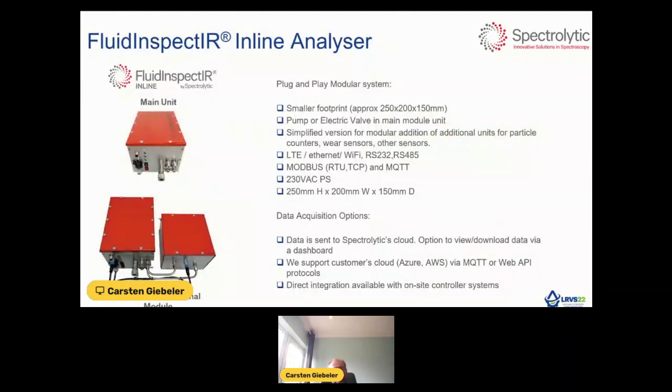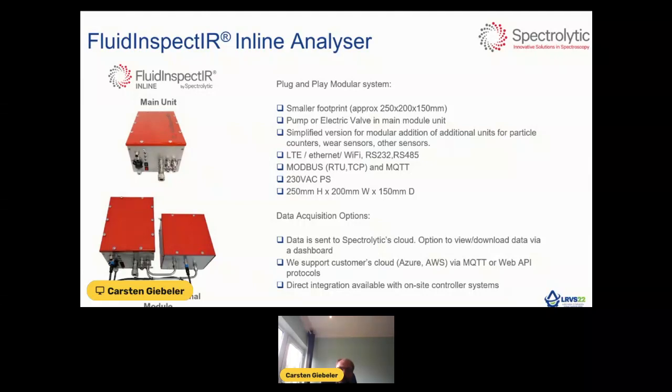So our product line consists of the inline and the portable. Here's the inline. It's been developed to be really plug and play. The installation can be done remotely. It typically takes half an hour to an hour. You can have these sensors equipped either with a pump or with a valve version, depending how you want to present the oil sample to the sensor.